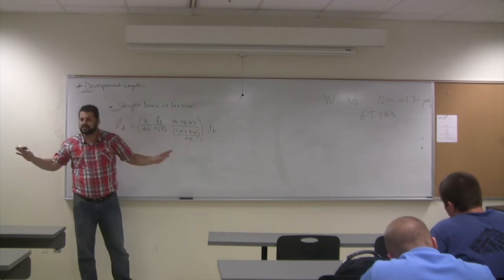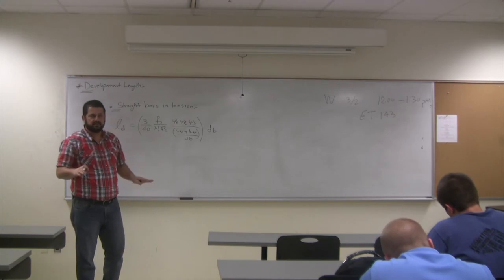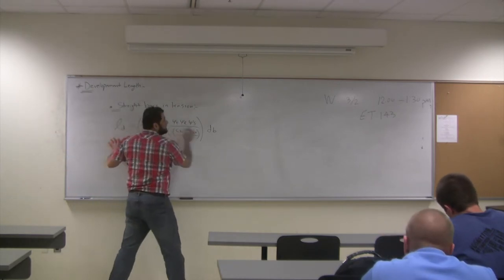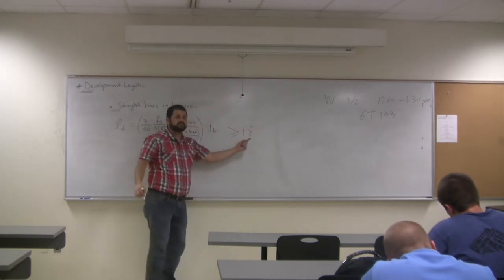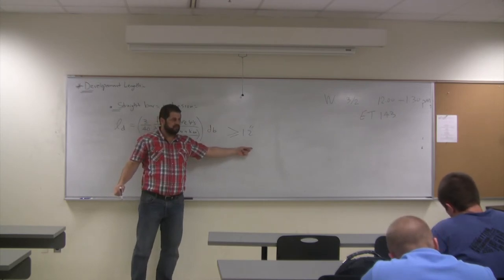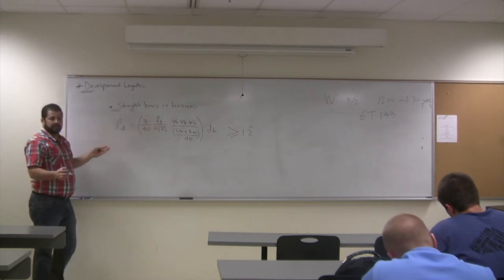In no case should the development length be less than 12 inches. In no case. So always, whatever number you get for Ld must be greater than or equal to 12 inches. In other words, this is the smallest number you can use as a development length. Good? Straight bars in tension. This is the formula.